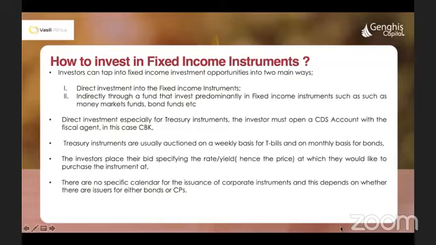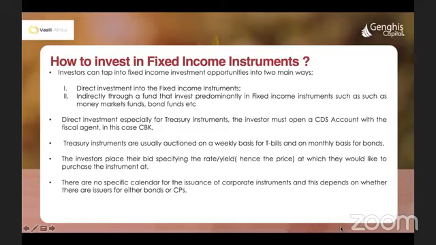Number two, you can do it indirectly by investing in funds that predominantly invest in fixed income instruments. A very good example: money market funds and bond funds. Here, you are not holding the instrument. The instrument is not in your name, it's in the fund. But the benefits and the return that I'm getting are derived from fixed income instruments. Those are 2 major ways which you can do them.